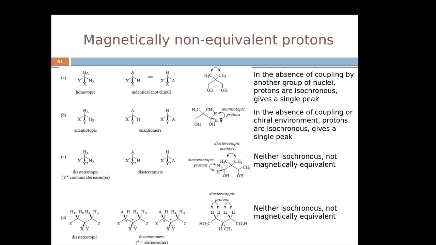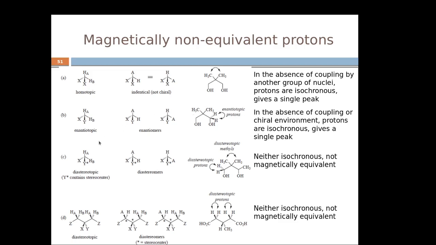Okay, so for two such protons, if these two protons don't couple with any other proton in the same molecule, or if there is a lack of chiral environment in the molecule, then these two protons are isochronous. That means they are chemically equivalent, and they give rise to a single peak in the NMR spectrum.